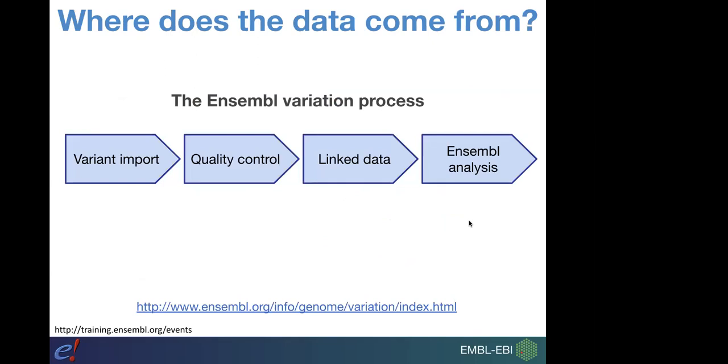So there are four main steps in the Ensembl variation data pipeline. The first thing that we do is import from a number of resources, and then we apply quality control on this data that we import. And then we look at other databases to look for linked or association data. And finally, we analyze and process all of this data ourselves to make it available on the browser and other interfaces.